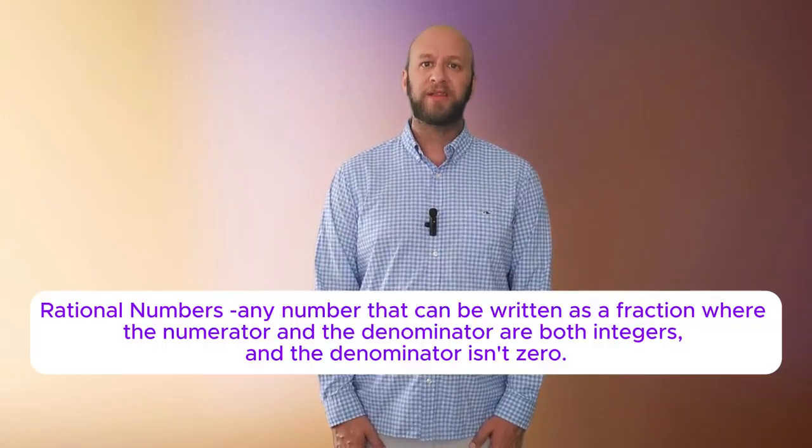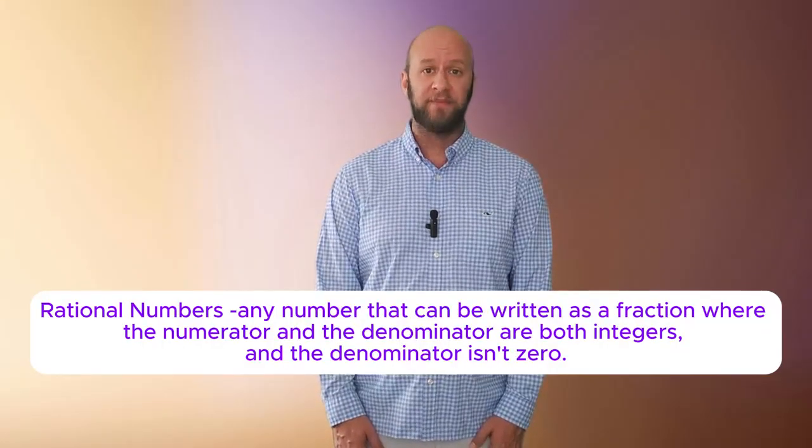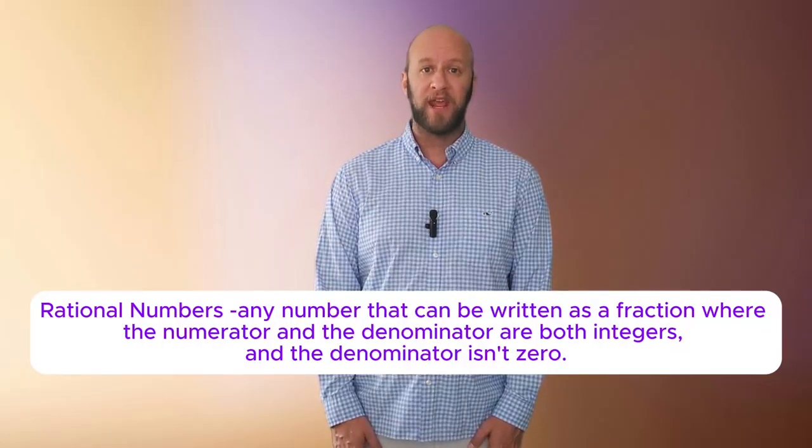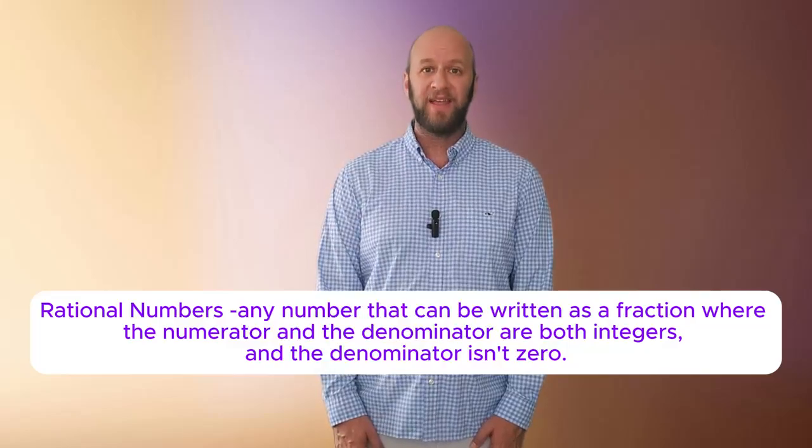Let's dive in. Before learning about irrational numbers, it's first important to learn what a rational number is. A rational number is a number that can be written as a fraction where the numerator and denominator are both integers and the denominator isn't zero. For example, 1/3 is a rational number because it can be written as a fraction.